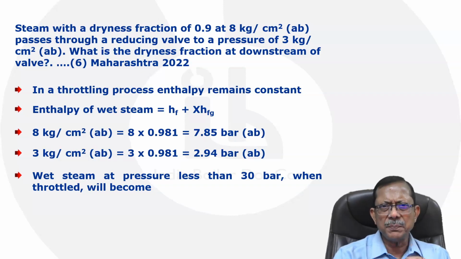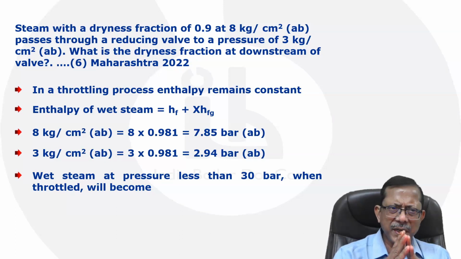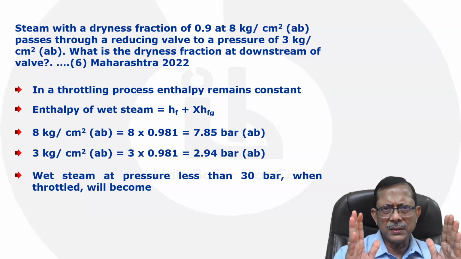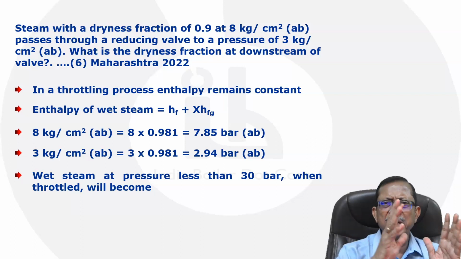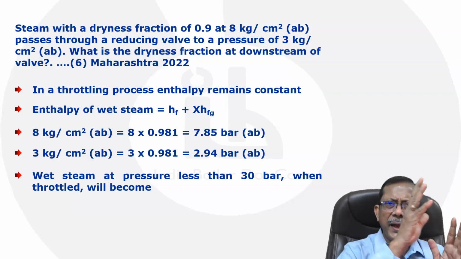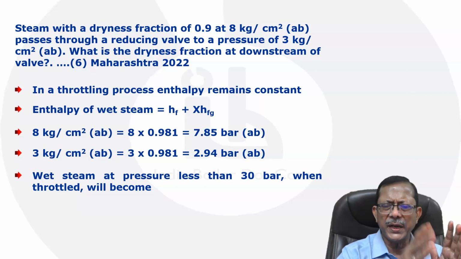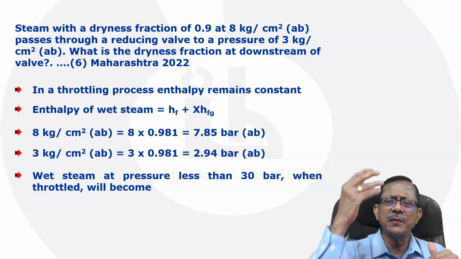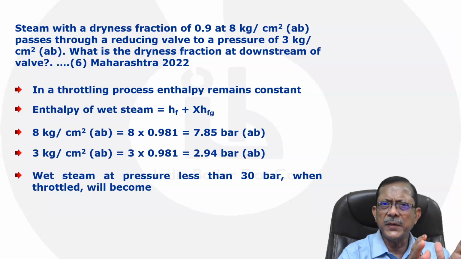So 8 kg per centimeter square absolute becomes 7.85 bar absolute, and 3 kg per centimeter square absolute becomes 2.94 bar absolute. And one more understanding is that when the pressure is reduced from 8 kg, or in this case 7.85 bar, to 2.94 bar, and up to 30 bar, as the pressure increases, the enthalpy is increasing. That means the 7.85 bar will have more enthalpy as compared to 2.94 bar, right?